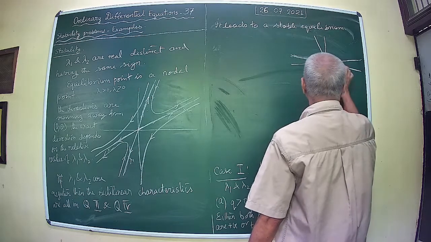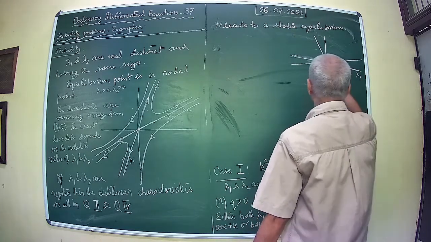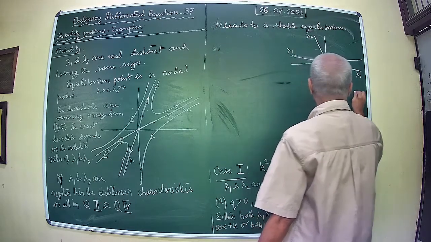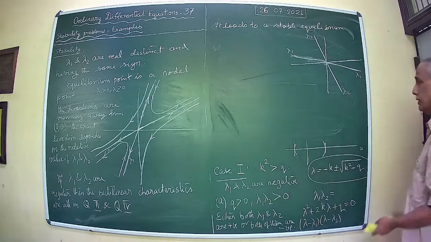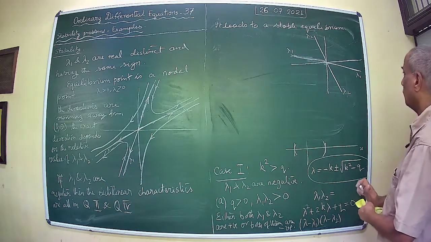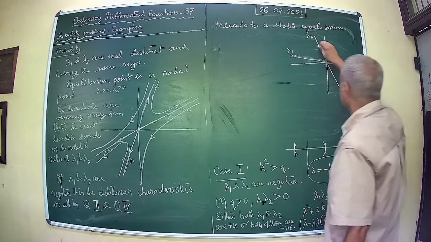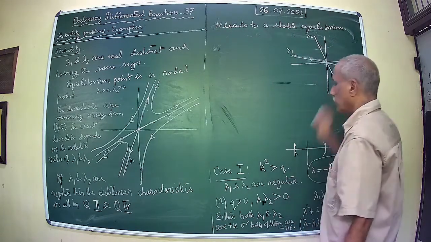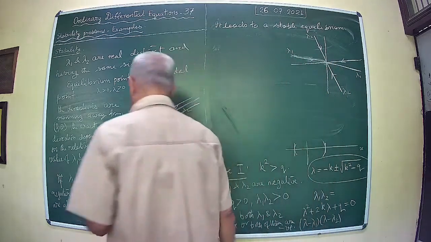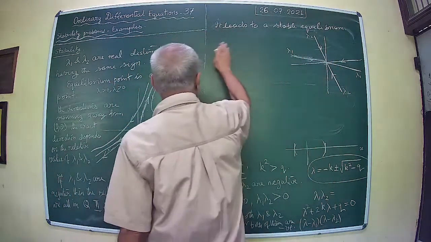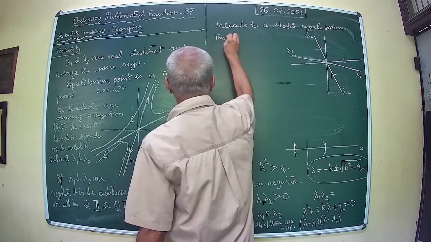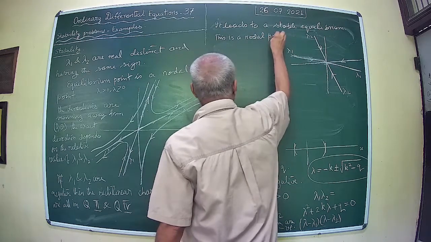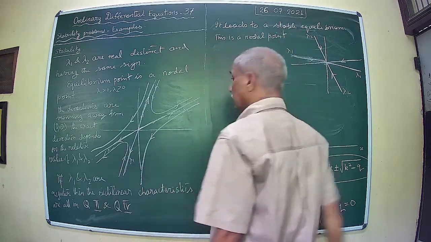One corresponding to lambda 1, the other one corresponding to lambda 2, and of course relative values would matter, and you can easily work out what the directions are. Again, this is a nodal point. Stable equilibrium.